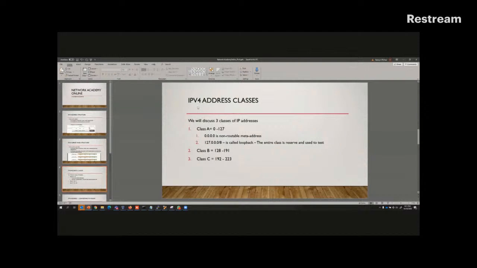So now IP version 4 classes. We're going to talk about 3 classes. Again, class A, class B, and class C. Now, class A starts from 0 to 127, but 0 is not used, and 127 is not used. 127 is totally reserved for loopback.